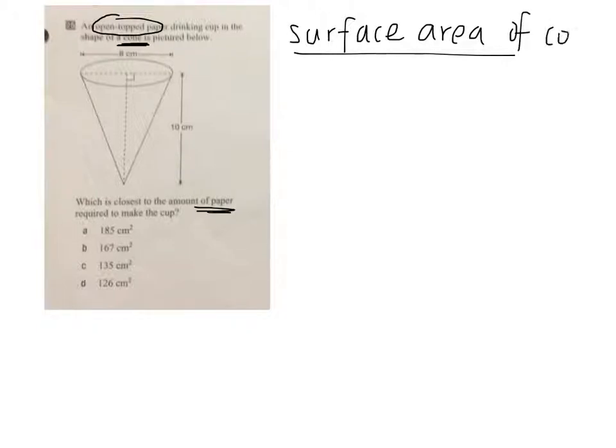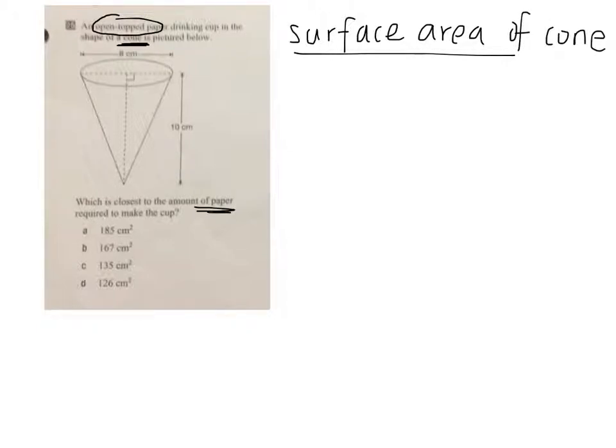The outside. So if we're looking at how much material, how much paper is required to make it, would we be using a formula that gives us volume or surface area? Surface area. Surface area, okay? So you already can identify what this question is asking, okay? And what is the shape of this cup? Okay, so we're looking at surface area of a cone.